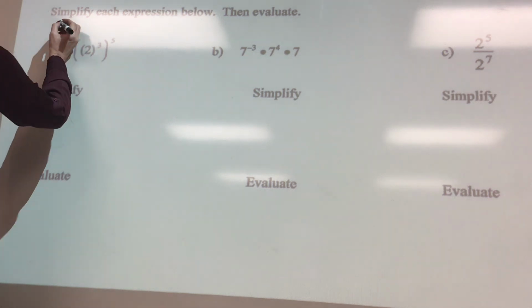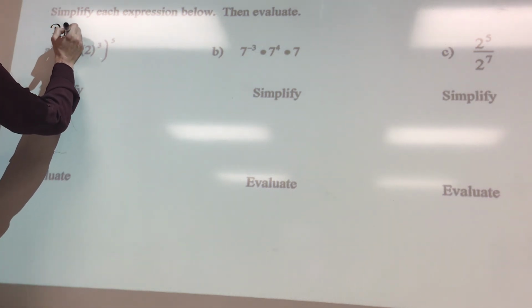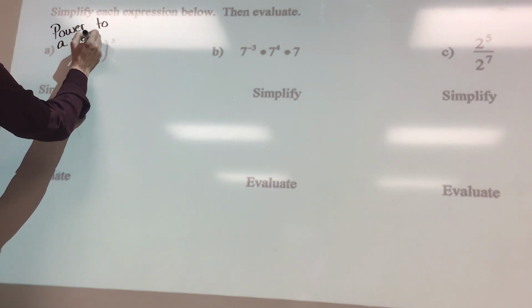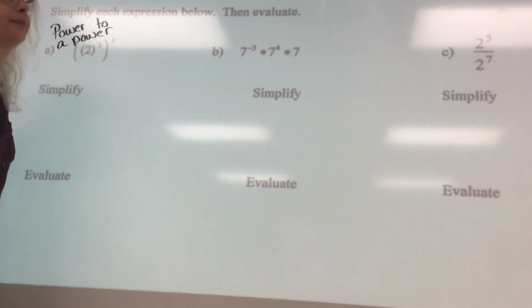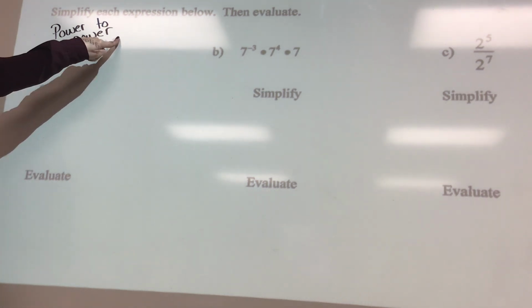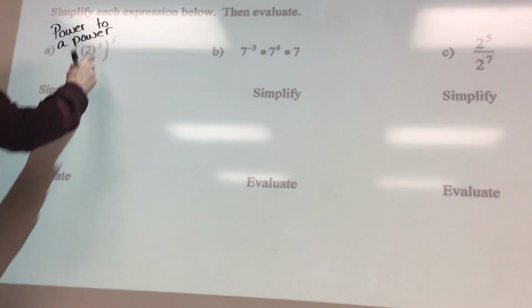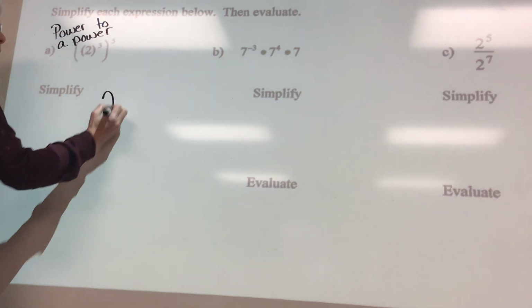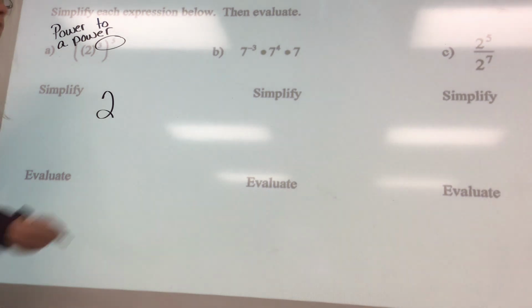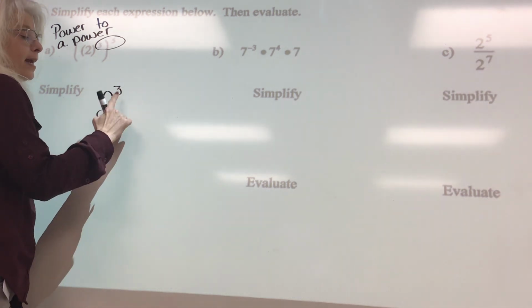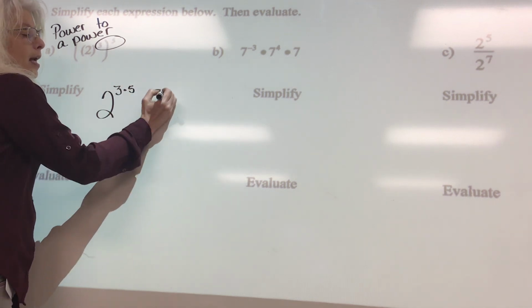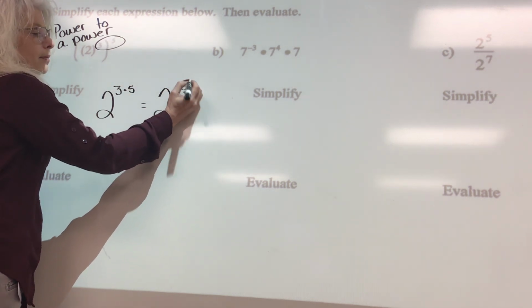Okay, this is called a power to a power, because it has two exponents. So it's 2 raised to the third power raised to the fifth power. To simplify it, I'm going to write down my base. And now, what am I going to do to my exponents? Multiply. So I'm going to do 3 times 5, and then I'm going to actually multiply those out.